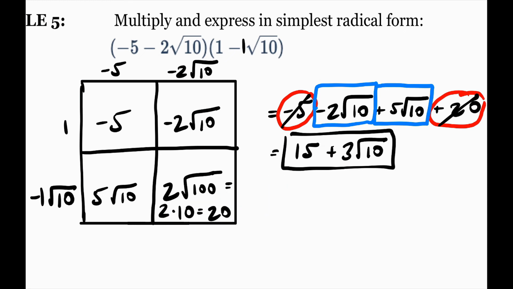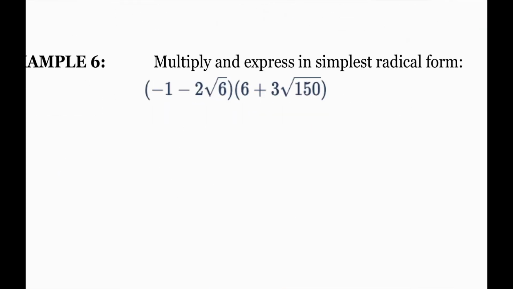Okay. And like I said, the square root of 10 is 5 times 2. So there's no way of reducing it. It stays the square root of 10. That's as far as it can go. No pairs in there. Okay. All right. Last one, and then we'll do some practice.